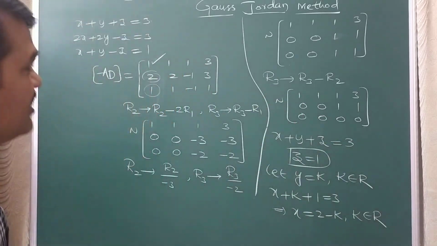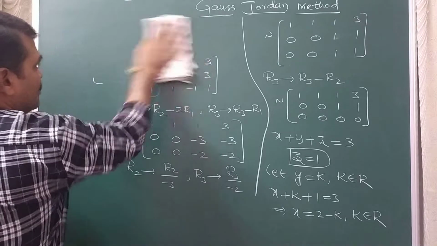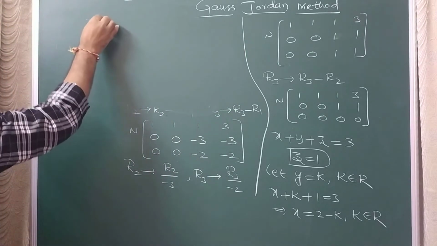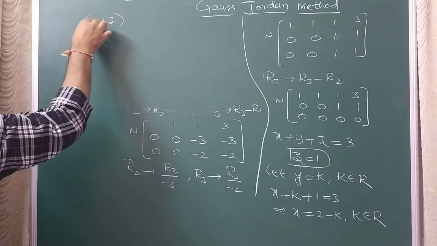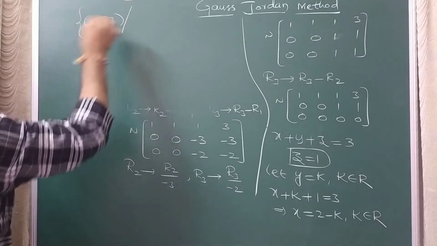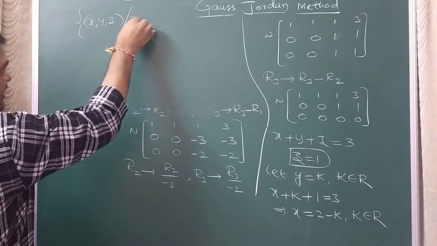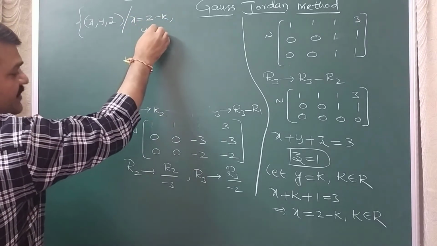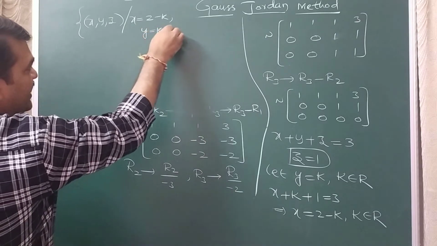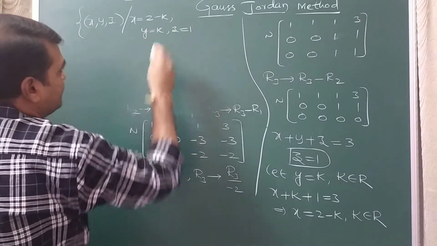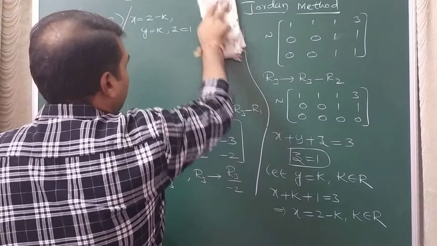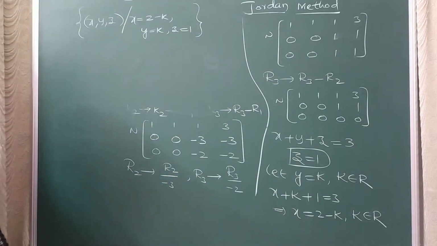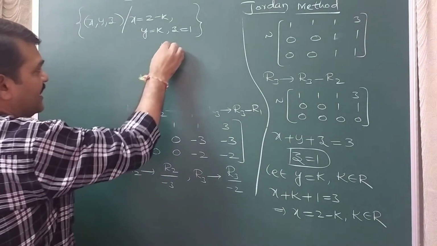So how the solution will look like means, the solution will be all those (x, y, z) such that x is equal to 2 minus k, y is equal to k, z is equal to 1. So this is going to be our solution set, where k belongs to R.